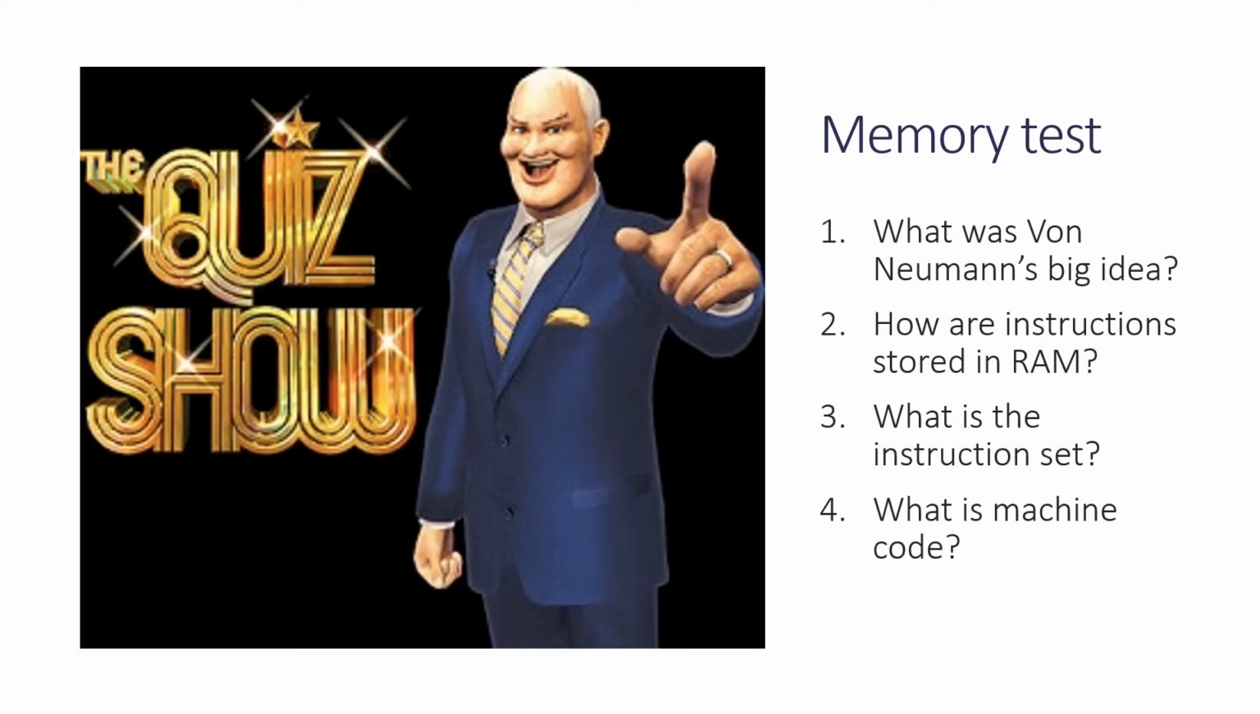This is just a memory test of what we've learned in previous lessons about the structure and function of the processor. So can you remember what was von Neumann's big idea about the structure of the processor? How are instructions stored in RAM? What's the instruction set of a processor? And what is machine code? So get a bit of paper, write down your answers to those questions, pause this presentation while you write that down. I'll show you the answers on the next page.